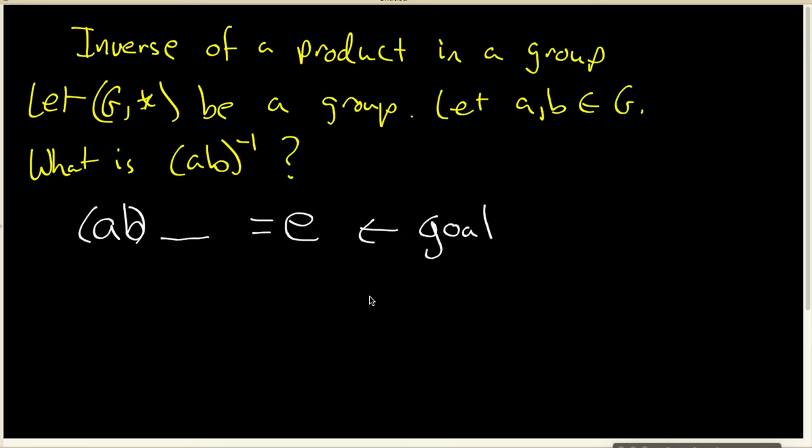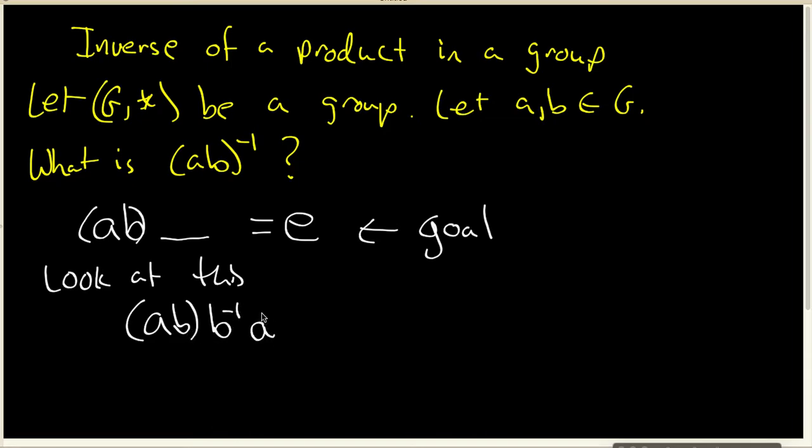I want to remind you that we've got all those nice 5 lemmas working for us, and one of the lemmas says that inverse elements are unique. So if I can find anything in here that works, it will have to be (AB) inverse. So look at this idea. If I've got AB sitting there, I can think about multiplying by a B inverse, and that's going to get rid of the B, and then I can multiply by an A inverse, and that should get rid of the A.